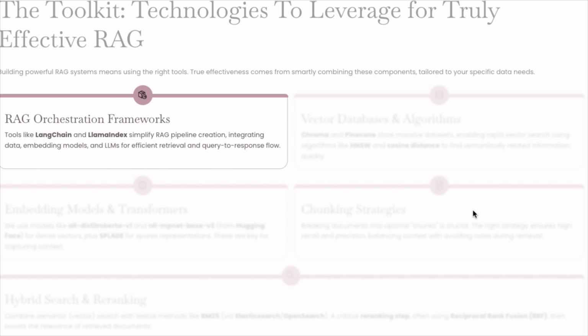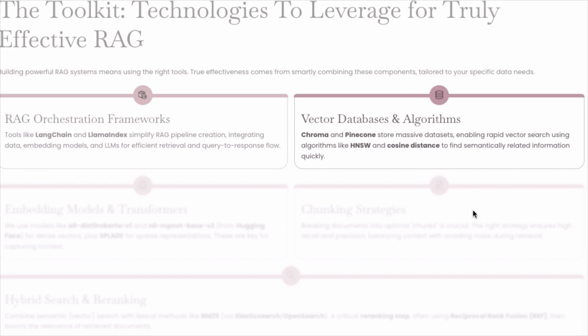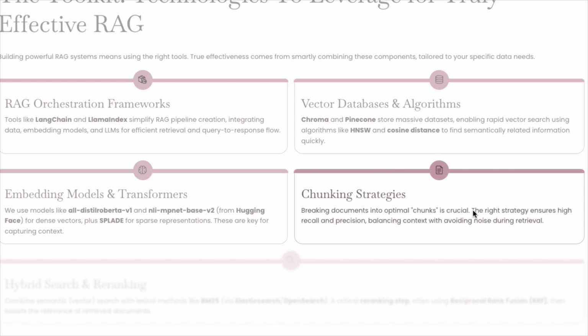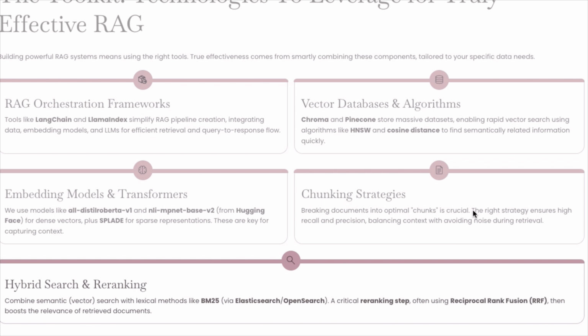And then there are orchestration frameworks, like LangChain and Llama Index, which simplify the pipeline creation. And we have vector databases and algorithms. We have Chroma, we have Pinecone, and then we have embedding models. I have personally used the beta version 1 and the Hugging Face models and transformers, and we have chunking strategies. These are all the tools and strategies involved in making a pristine RAG. And then the final tool or strategy that I would put out there is hybrid search and re-ranking. All these are gotten from what I've used and what I've seen leading voices in RAG use when building RAGs.